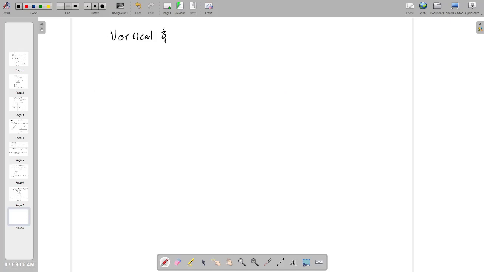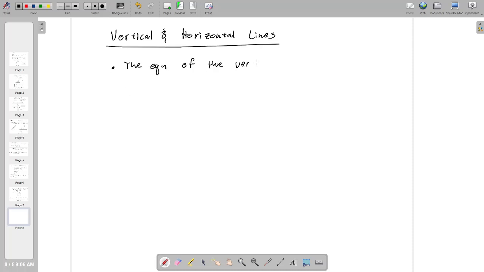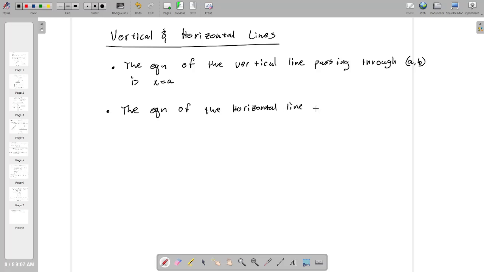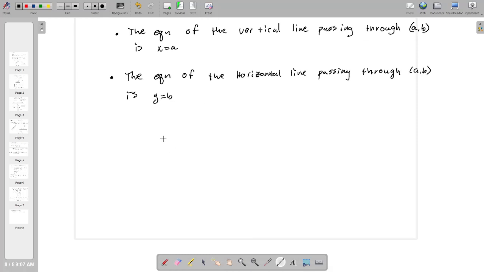Next thing I want to talk about is vertical and horizontal lines. The equation of the vertical line passing through the point (a, b) is x equals a. The equation of the horizontal line passing through the point (a, b) is y equals b. Now this is what they look like graphically.